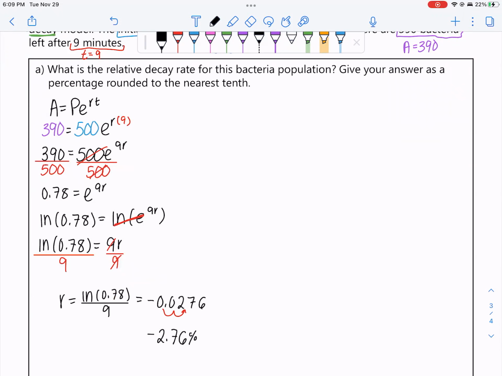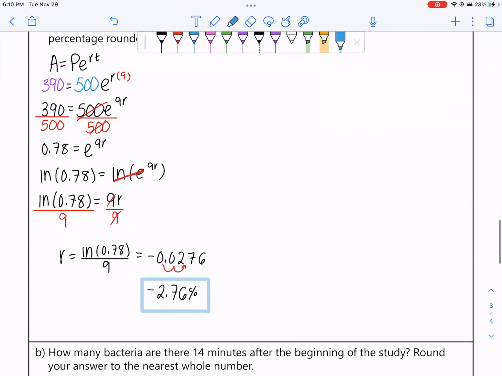Now, you could argue that this should be positive because the word decay means negative, so saying negative decay would be counterintuitive. But we all know what I'm trying to say here, right? It's negative 2.76%. It decays at a rate of 2.76%. That's the relative decay rate.